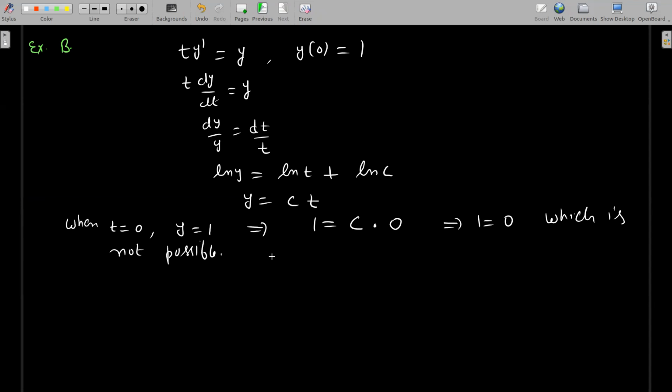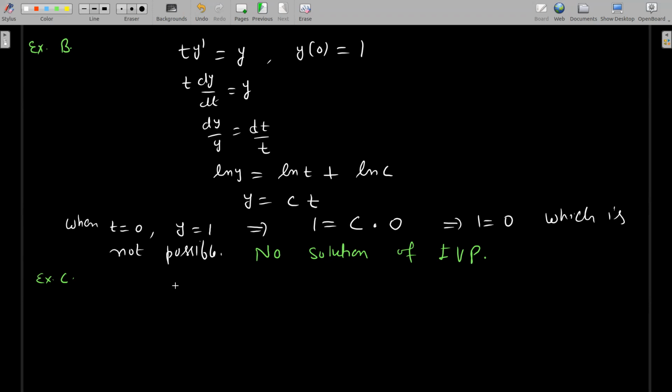So what you say? This IVP don't have any solution. So no solution of IVP. Let's take third example. Okay. So depending on the situation, you have either unique solution or no solution.